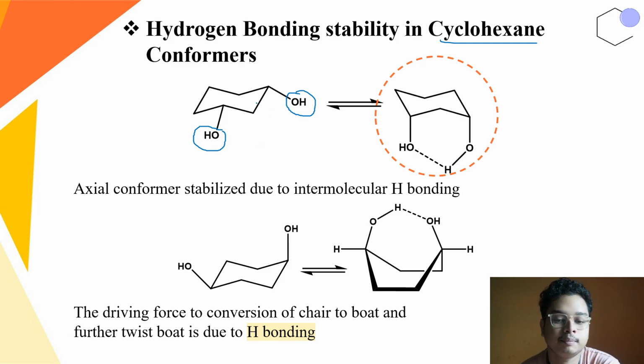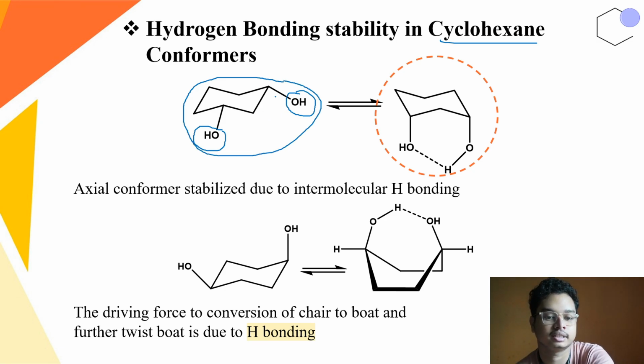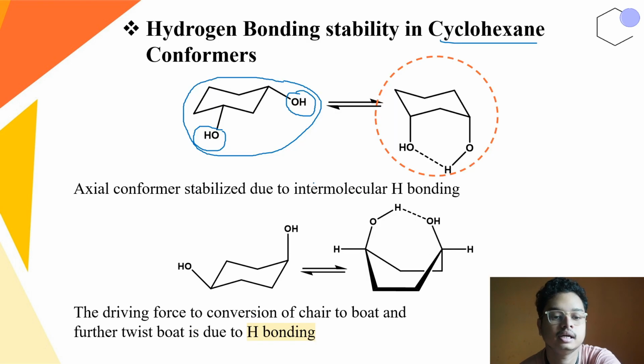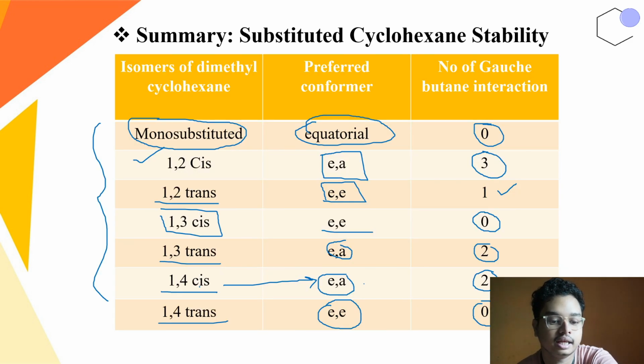Okay, so what happened is that this particular diequatorial conformer is much more stable. Like in the chart itself, we can say that a 1,2-cis compound having the equatorial conformer is much more stable than the diaxial conformer. But if there is a 2 OH substituent, then the diaxial becomes much more stable due to the presence of intermolecular hydrogen bonding.